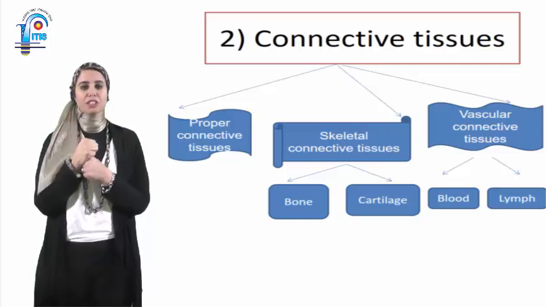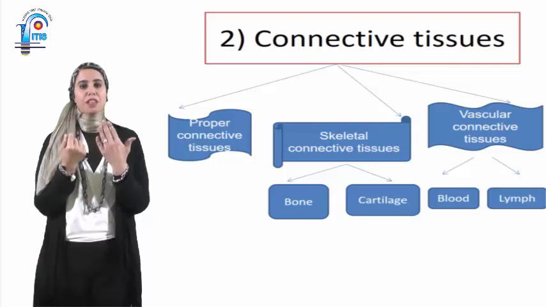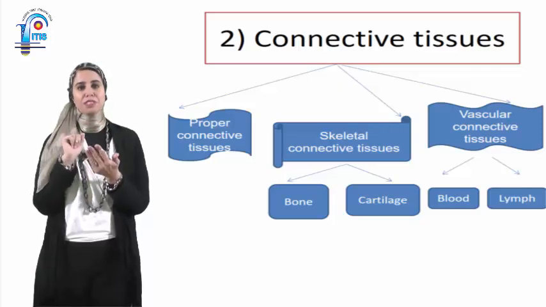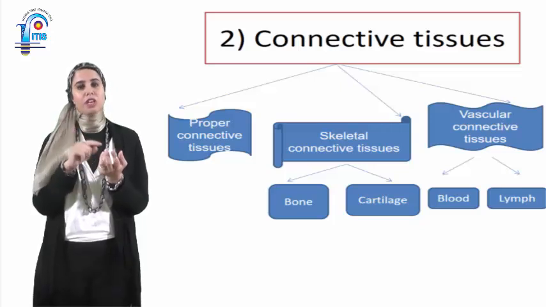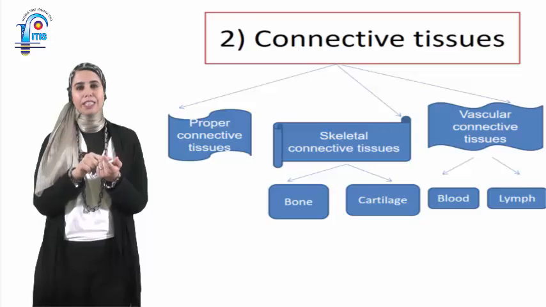There are two types of vascular connective tissue, which are blood and lymph. The difference between them: the blood has many types of cells. The plasma, which is the matrix, carries many types of cells, which are red blood cells, white blood cells, and platelets.